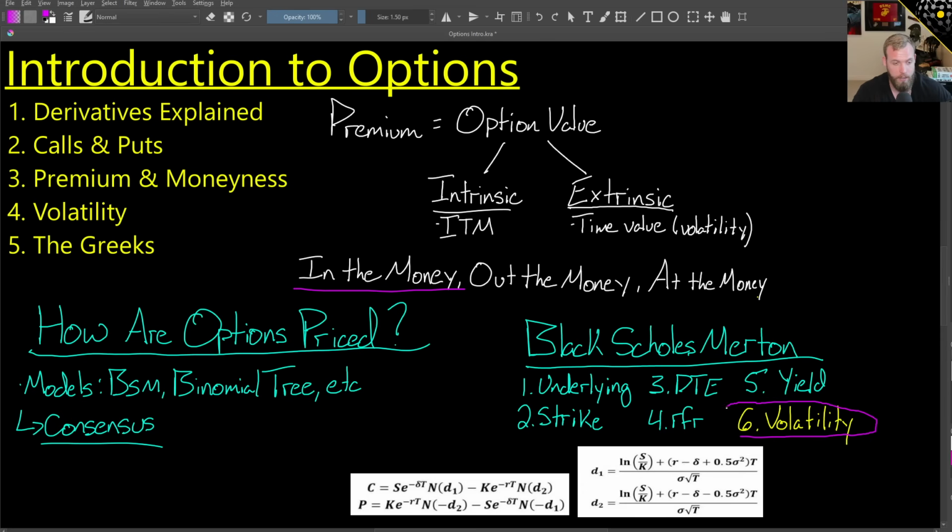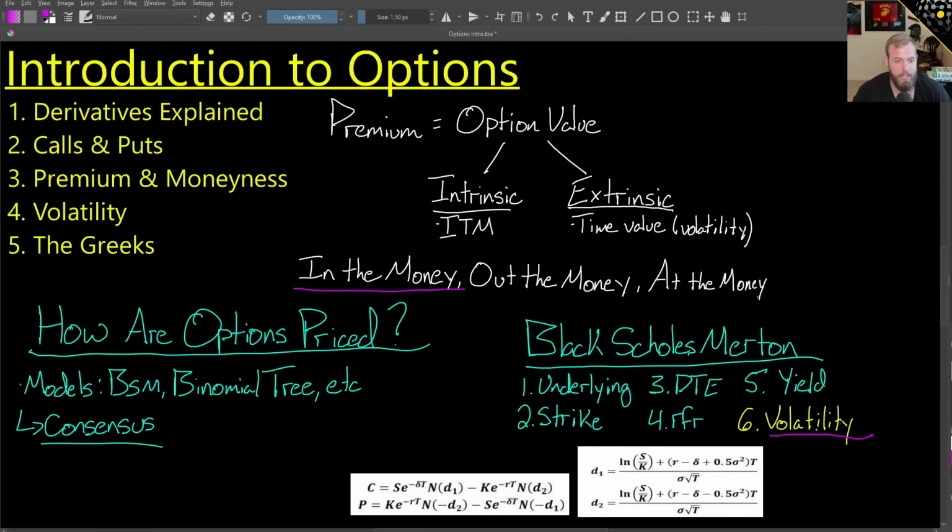This is the big one, and this is why it's in yellow. And this is also why I have it here. Volatility. We know the underlying price. We know the strike price. We know how far out in time it is. We know what the risk-free rate is. We know if there is a dividend yield. This is the only unknown, volatility. And this is going to dive into beautifully what we're talking about next.